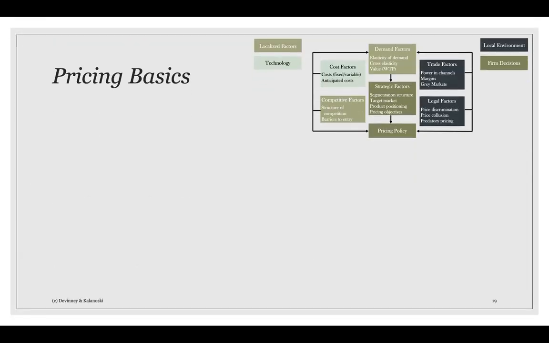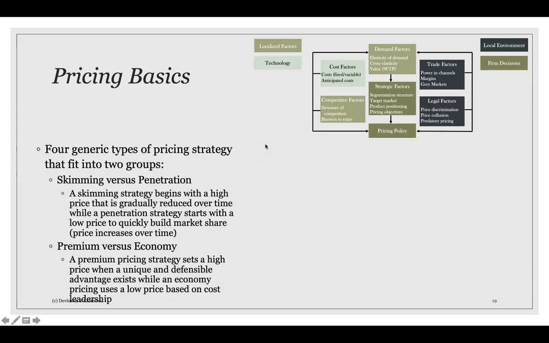Then we talked about pricing, and a lot of the pricing stuff is again very basic. There are a whole series of things that matter to drive pricing. We distinguish between localized factors, local environment, and technology and firm decisions. In the case of international marketing, a lot of the issues are related to the nature of various generic strategies.